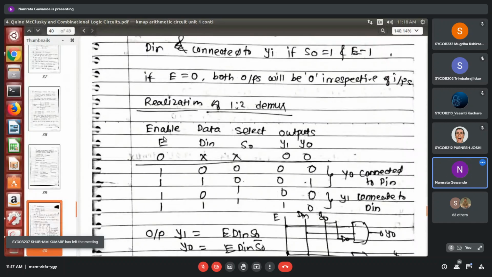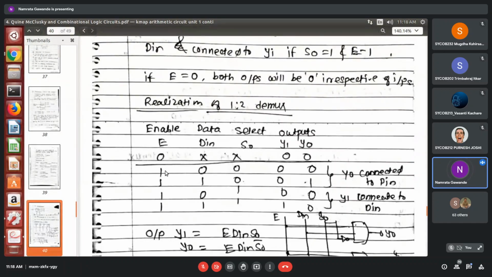See, enable, data, select, output. Enable 0: irrespective of any input, irrespective of the select line input, the output will be 0. Somewhere you can see the don't care mark. Don't care means it can be either 0 or 1. Because enable is 0, the output will be 0 only.